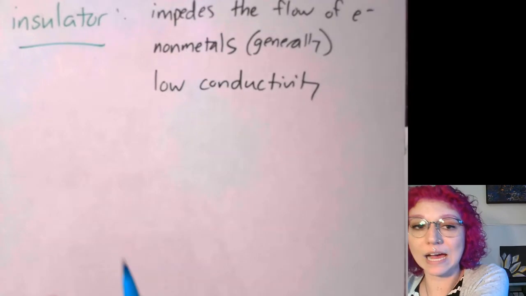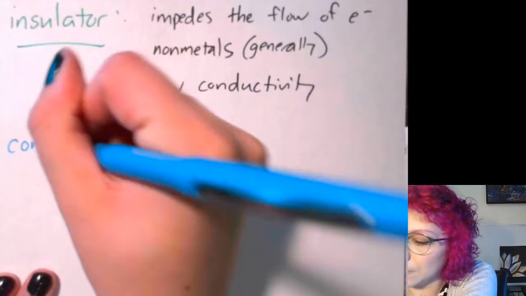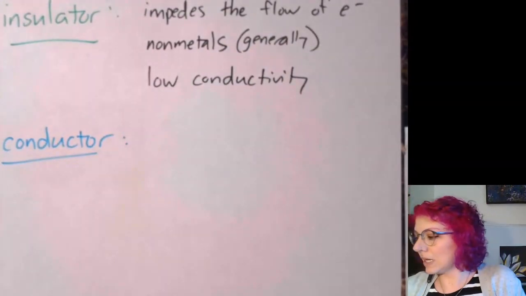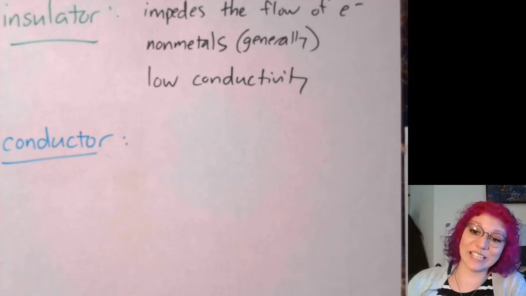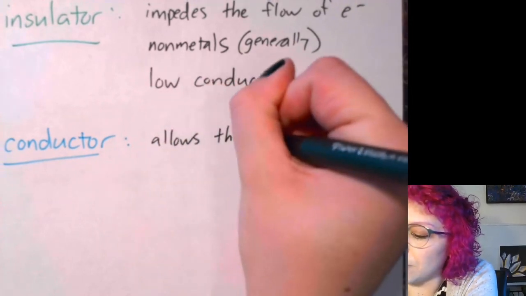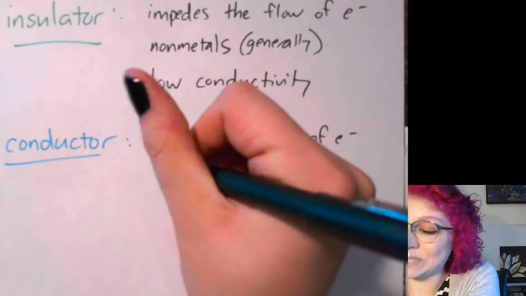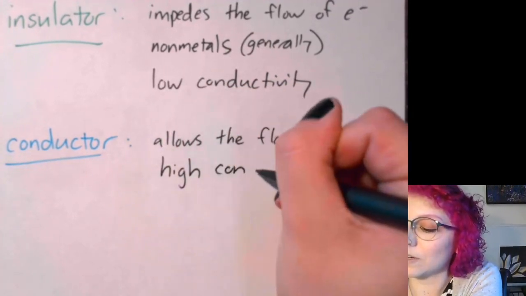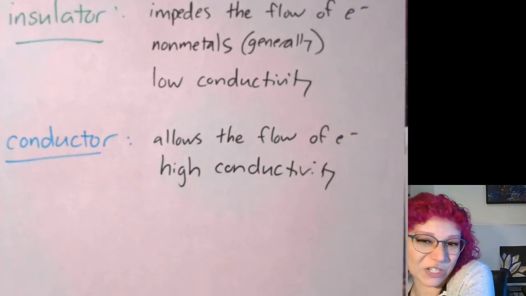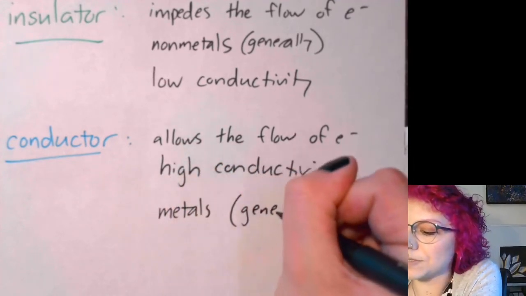Conversely, let's look at a conductor. So it's the inverse of what an insulator is. So a conductor allows the flow of electrons. This means that it has high conductivity. And when you think of a conductor, you generally think of metals.